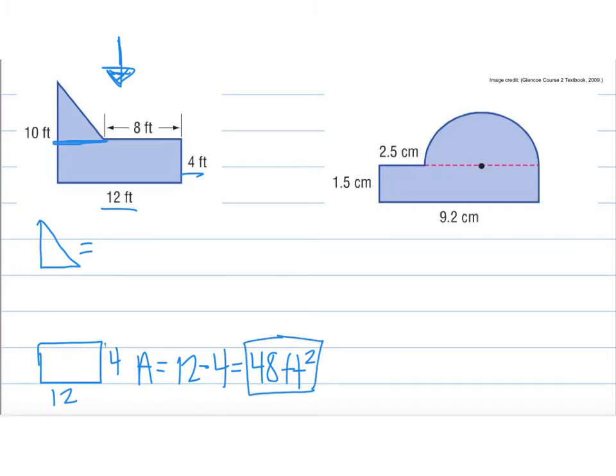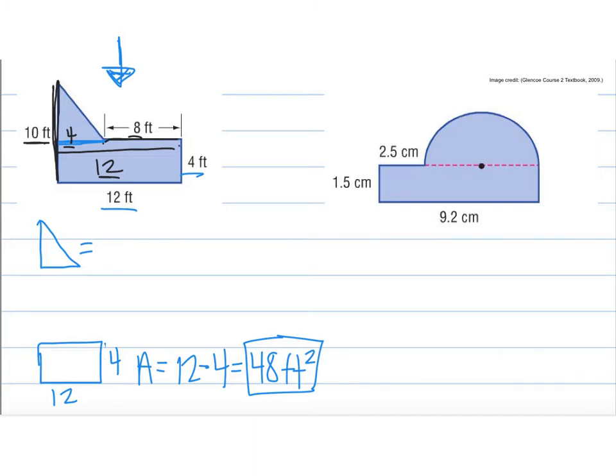The triangle, on the other hand, so let's look at this. We have, this right here is 8. I know that the whole thing across has to equal 12, so that means this has to equal 4, because 4 plus 8 equals 12. And then if we look at this whole height over here, it tells me the whole thing is 10.